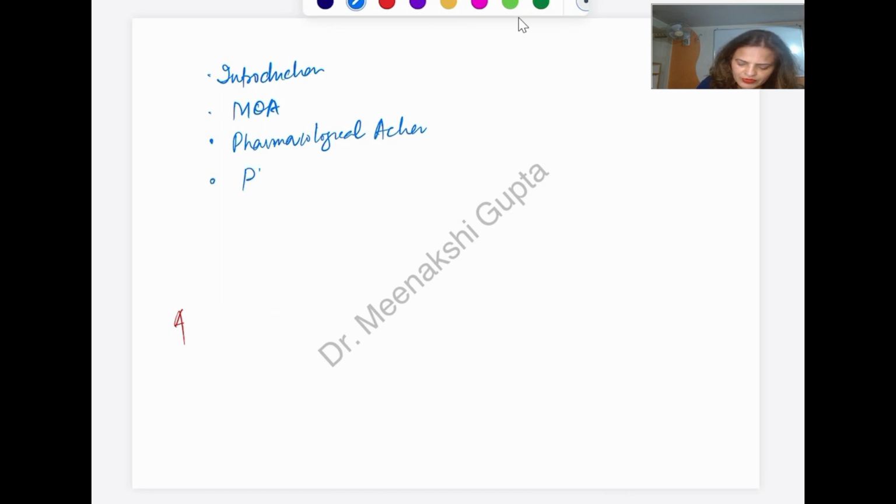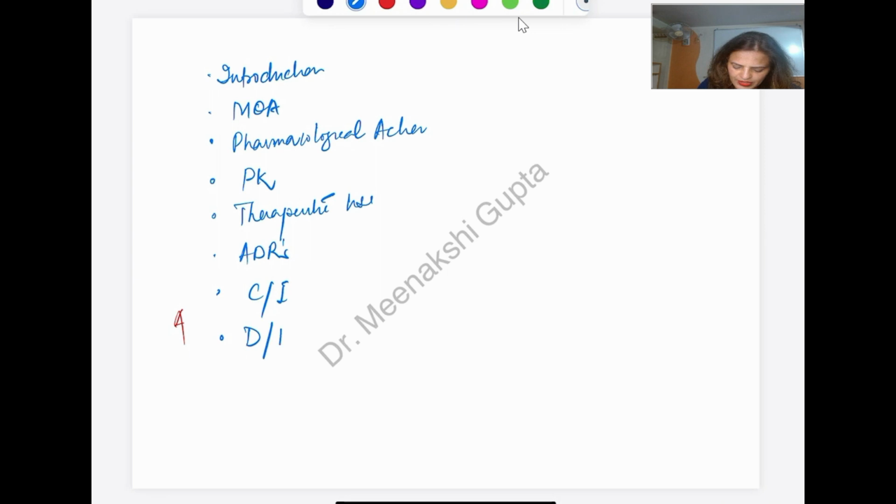Then you can write about the pharmacokinetics, where we can use it, the therapeutic uses. Then adverse effects, contraindications or any drug interactions if you know. Okay, you must try to cover any individual drug under these important headings or important points.